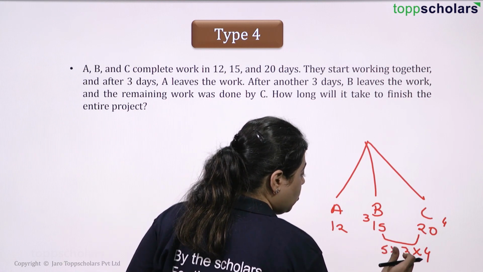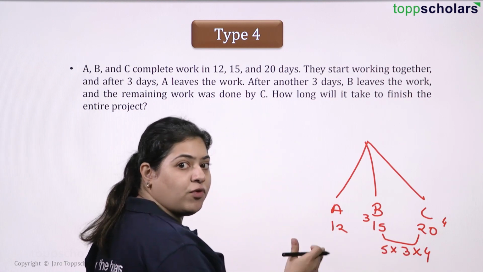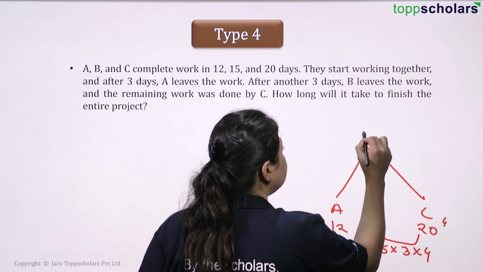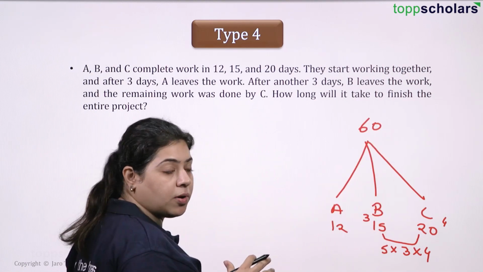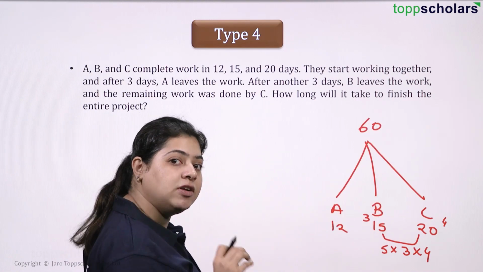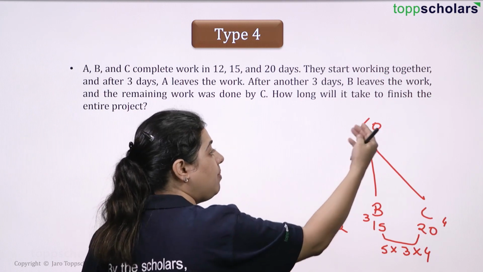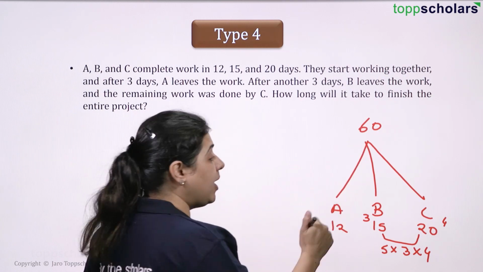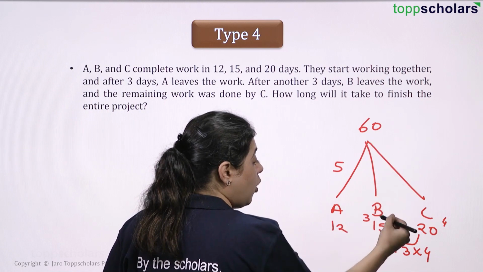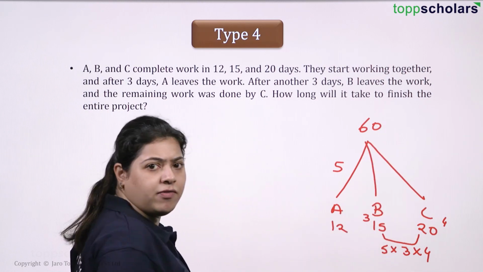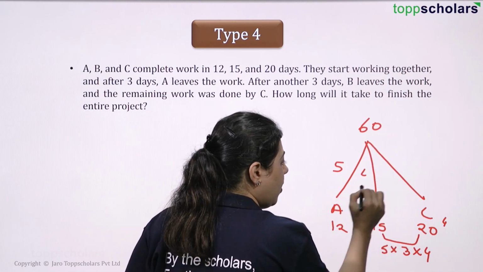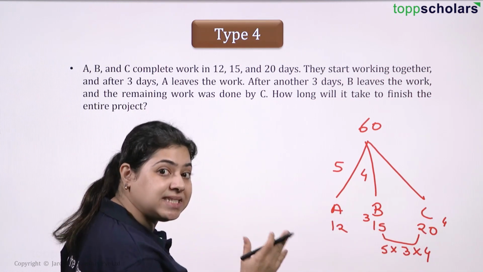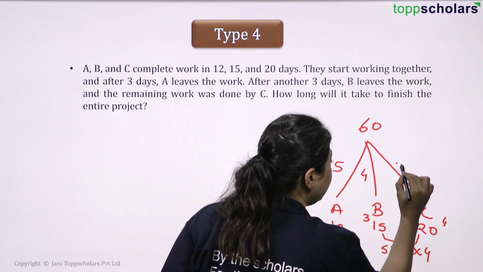5 into 3 gives me 15. 15 into 4 gives me 60. So I understand 60 is my total work. Now calculating the individual efficiencies. Efficiency of A will be 60 by 12. Correct? 60 by 12 is 5. For B it will be 60 divided by 15. 60 by 15 is 4. And for C it will be 60 by 20. 60 by 20 it will be 3.